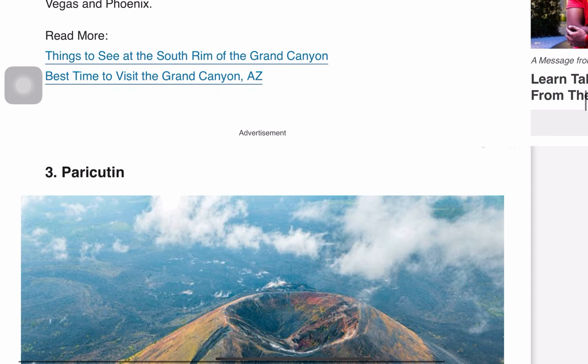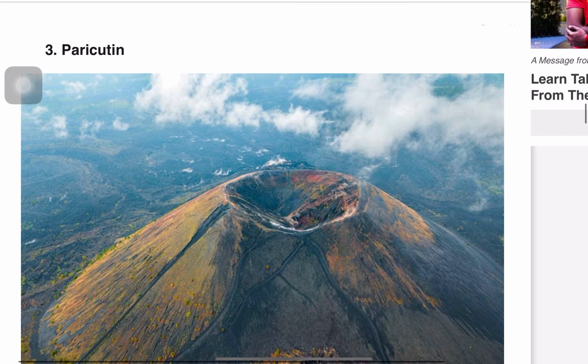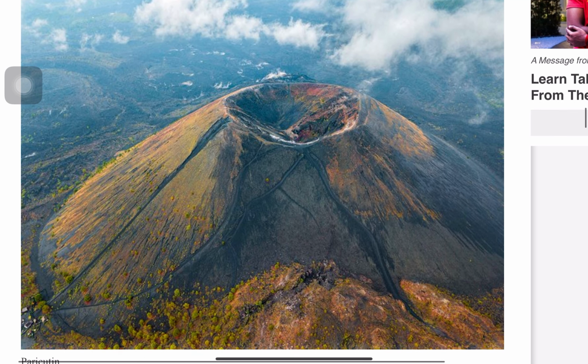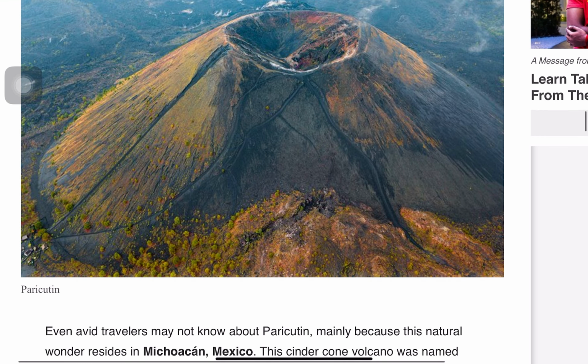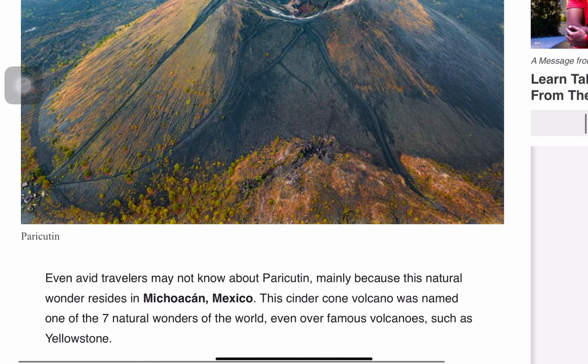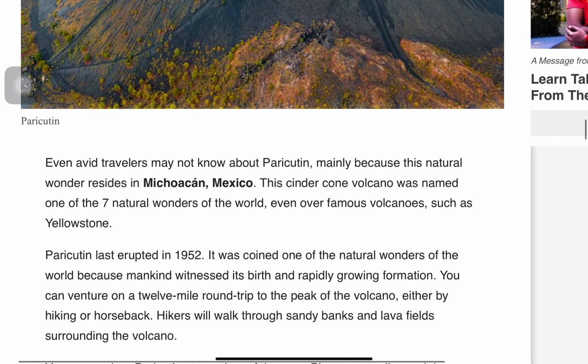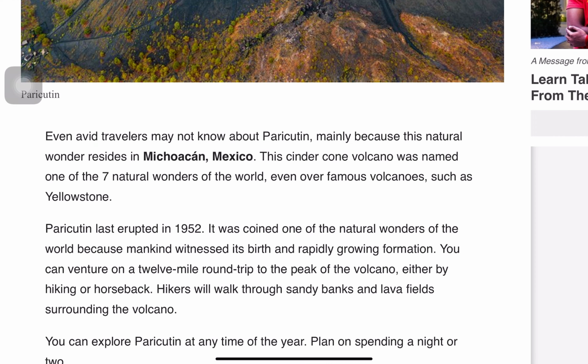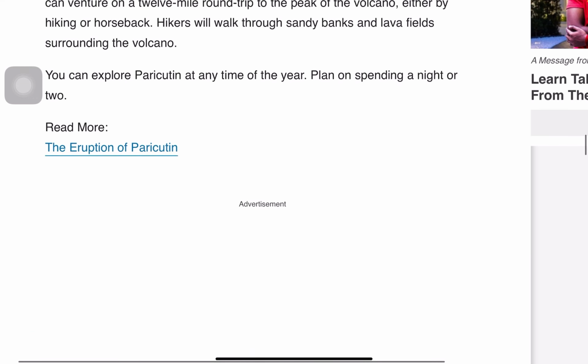Next you have Paricutin. What is that? It is a volcano. It is situated in Mexico. Paricutin last erupted in 1952. What else? Next we have Victoria Falls.